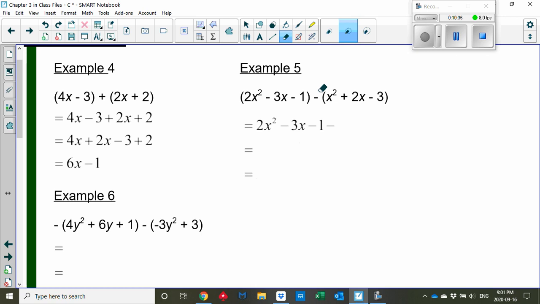What's out front of this bracket? It's a negative subtraction. So you change, and you change. Now we reorder. So I get them all in order. And when I simplify this from 3.5, I end up with an x squared, a negative 5x, and a positive 2.